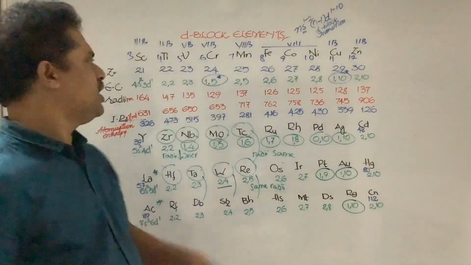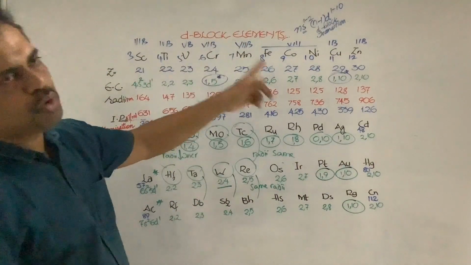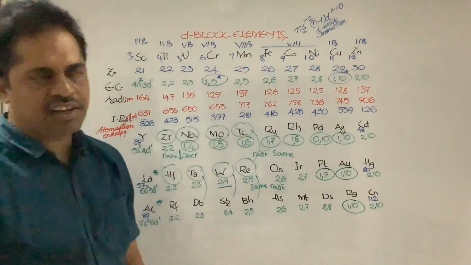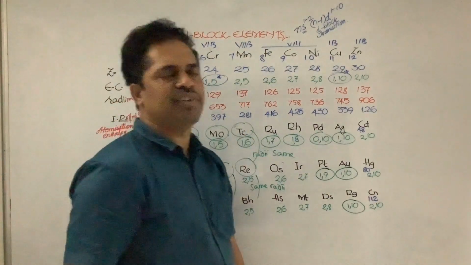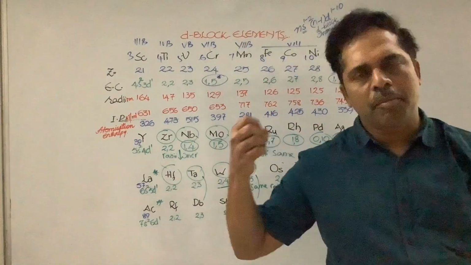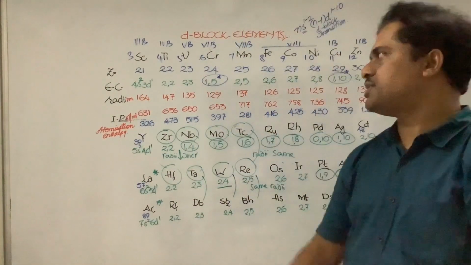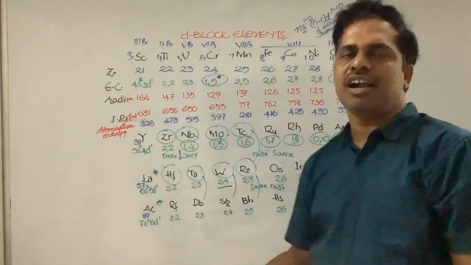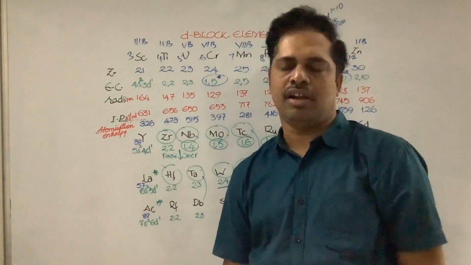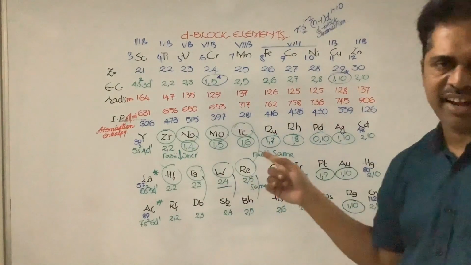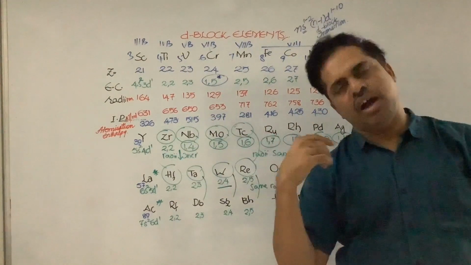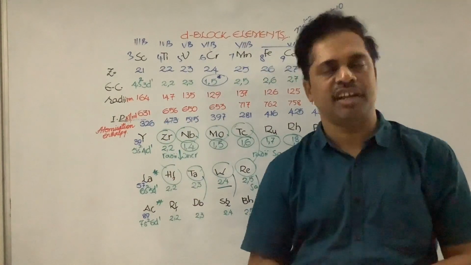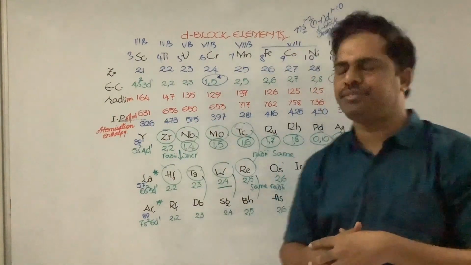Across a period, scandium, titanium, vanadium, chromium, manganese, iron, cobalt, nickel, copper, zinc, the radius gradually decreases, meaning effective nuclear charge increases. When effective nuclear charge increases, obviously the ionization potential increases. But the increase is not so high like representative elements. These are the transition elements. Of course the increase is there, but it is not so high like our s block and p block elements.